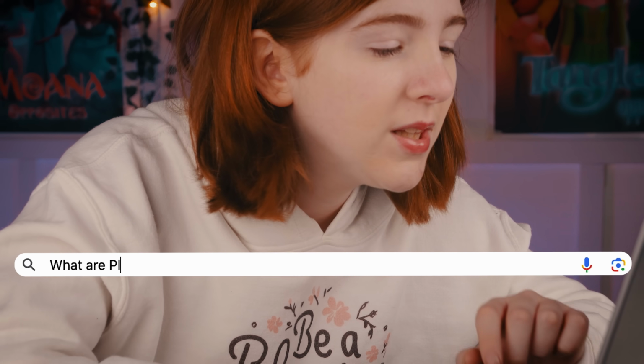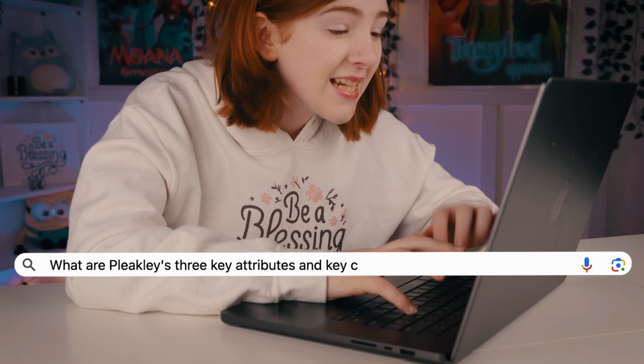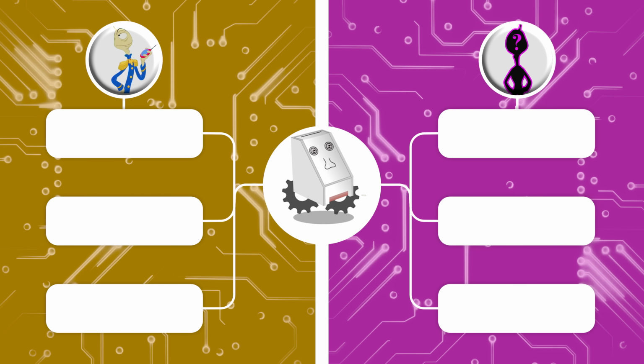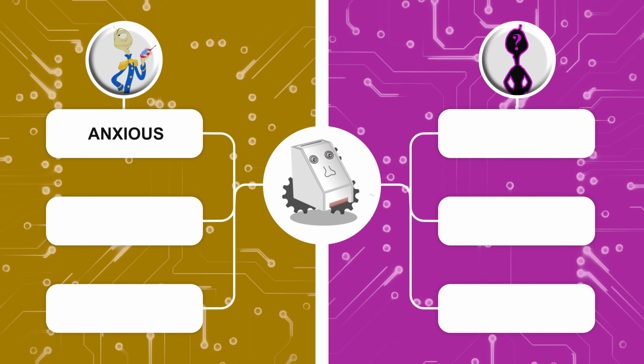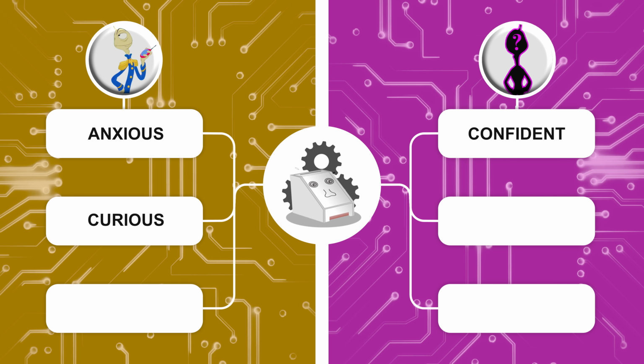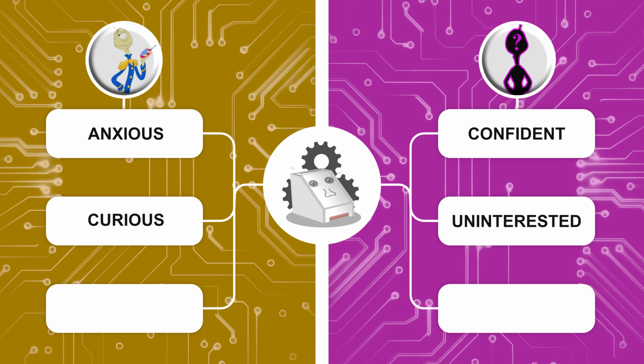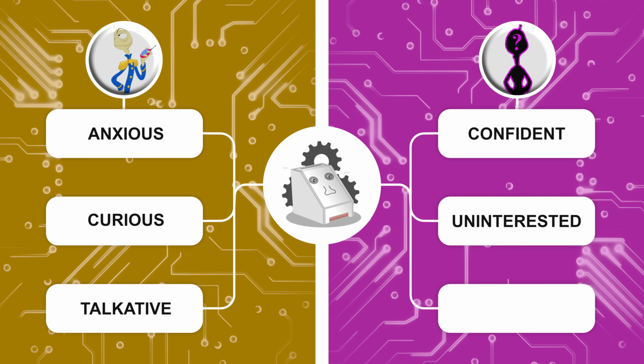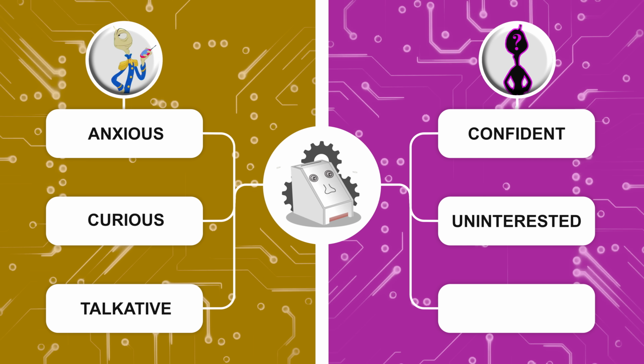Next, we got Pleakley. Okay, Craig, what are Pleakley's 3 key attributes and key colors? Pleakley's first key attribute is anxious, and the opposite of anxious is confident. His second is curious, and the opposite of curious is uninterested. His third is talkative, and the opposite of talkative is quiet.